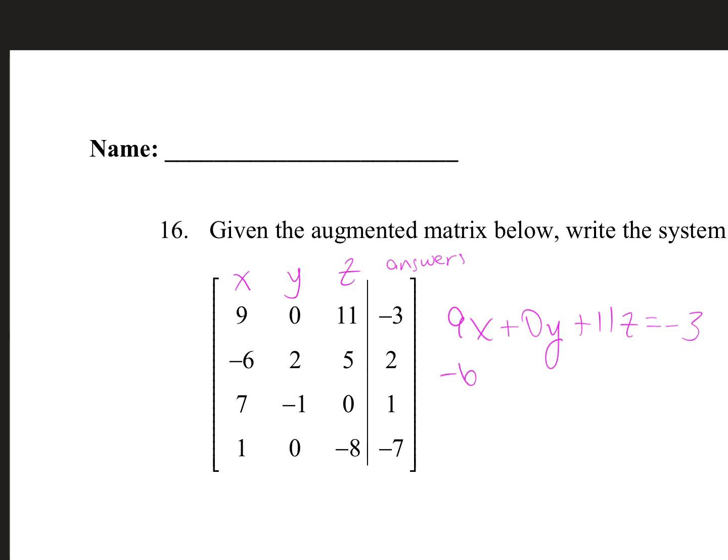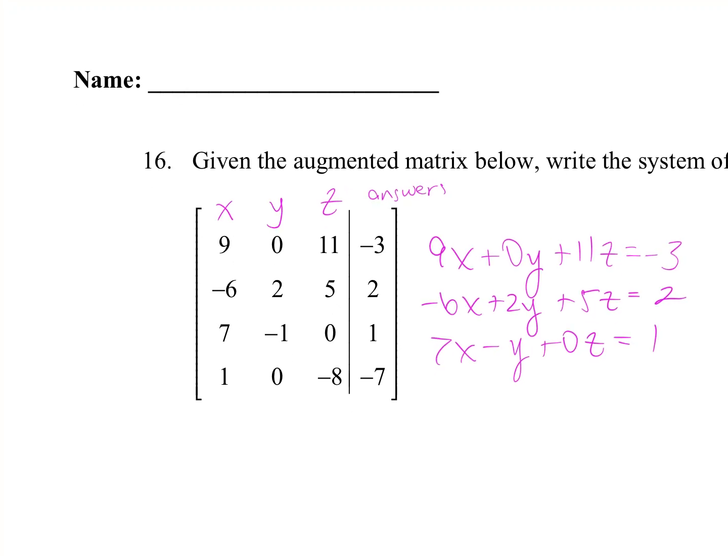So my next equation would be negative 6x plus 2y plus 5z equals 2. Then I have 7x minus y plus 0z equals 1. And then my last one is 1x plus 0y minus 8z equals negative 7.